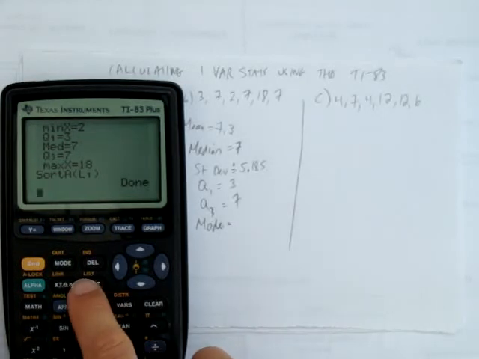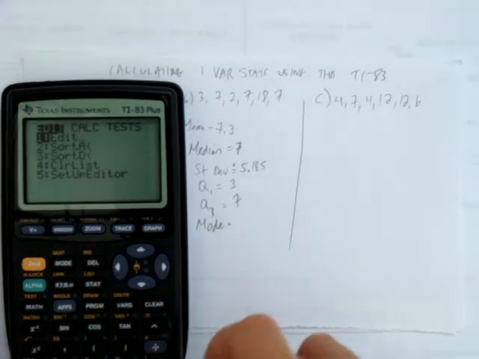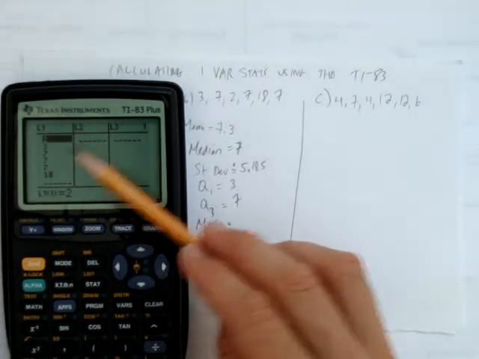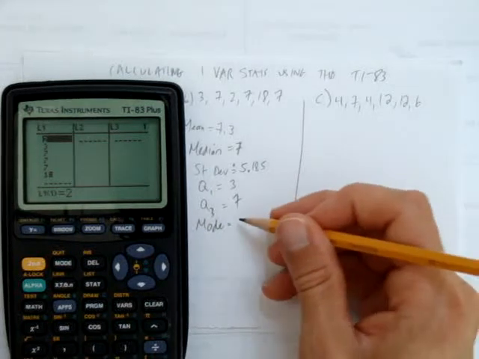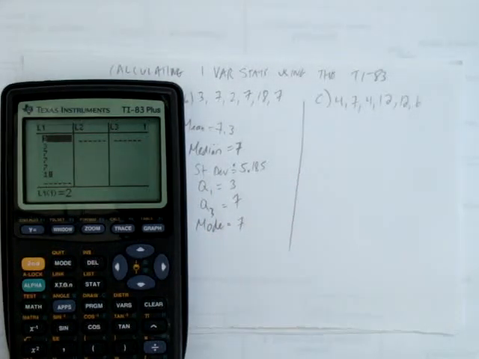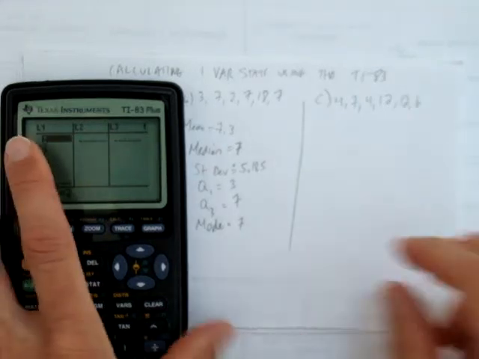Now go back to your list. That's stat, and then enter for edit. And now you see the list has become sorted. It's extremely obvious if there's a lot of numbers, you'd have to go through, but it's extremely obvious here the mode is 7. Let's do one more example. See if you can do it with me as I go.